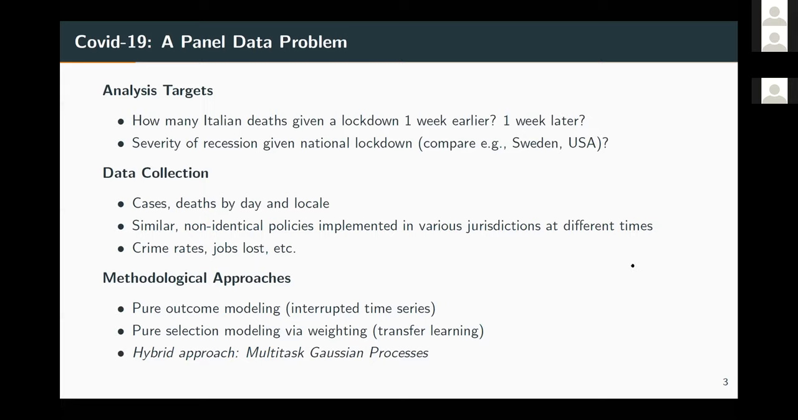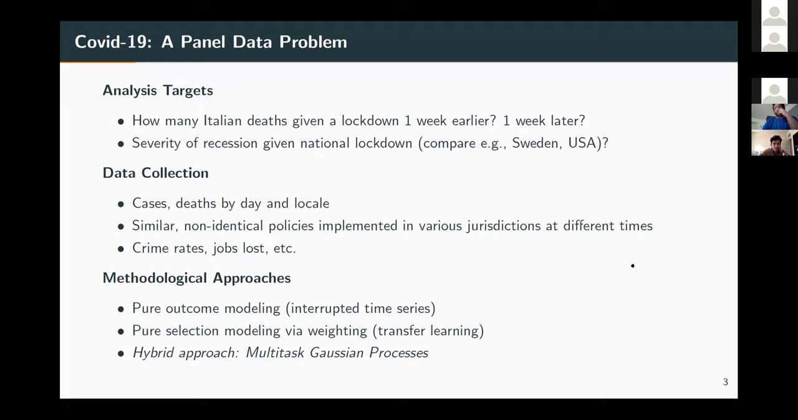And so in the long run, people are going to be interested in what the economic impacts are and what the long-term health impacts are on non-COVID related illnesses, and in the short term, people want to know what the impacts are with respect to controlling the disease and mitigating its effects. So in order to answer these questions, there are a number of types of data that people might collect: cases, deaths by day, various information about those tertiary outcomes. But ultimately, you need a very clear methodological approach to answer these questions.